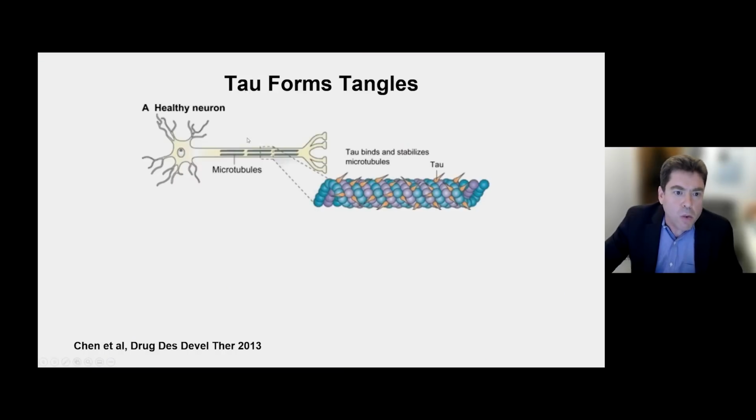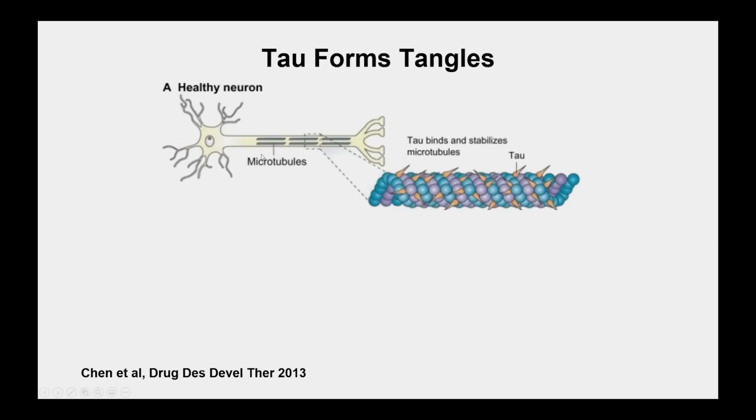Now, the other critical point of the disease are the tangles. And the tangles are formed by a protein called tau. And we understand more about the function of tau than we do amyloid beta.